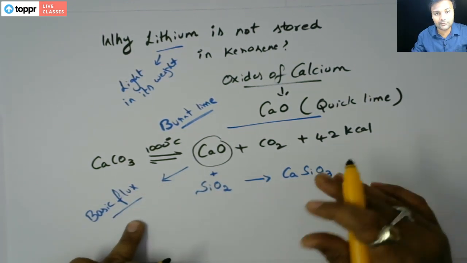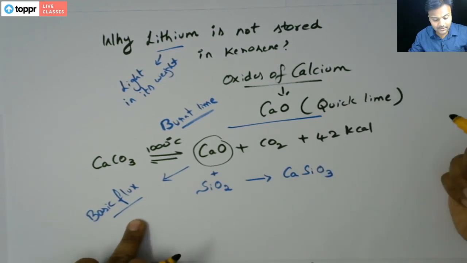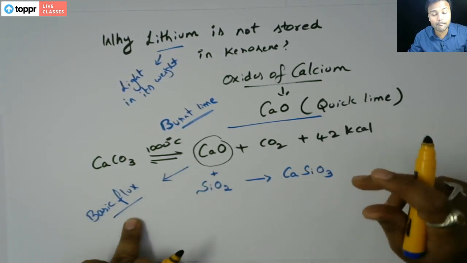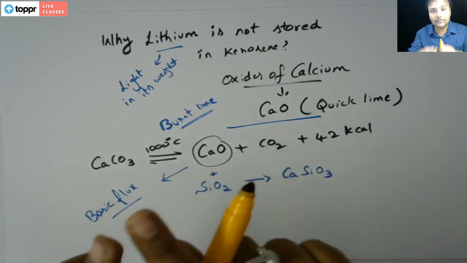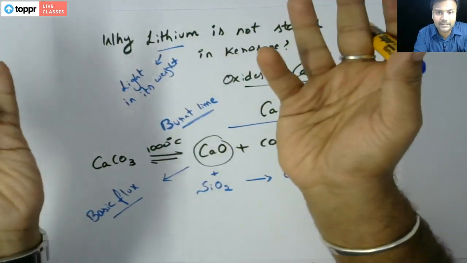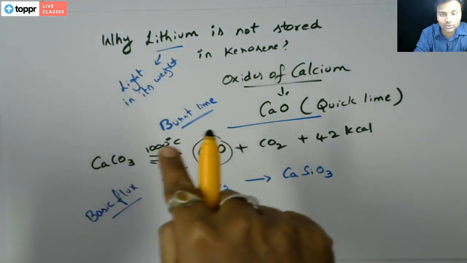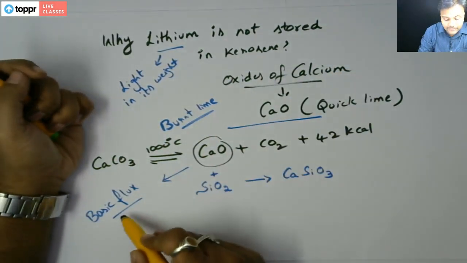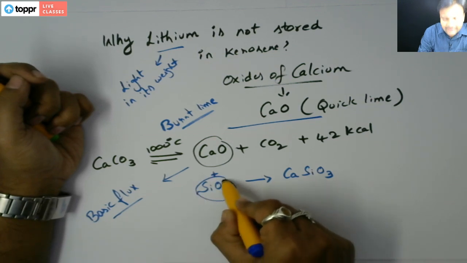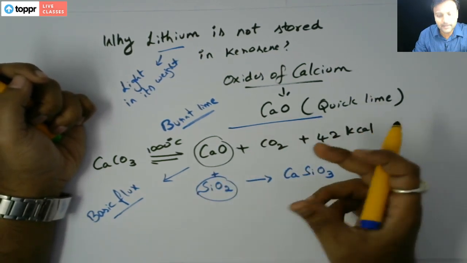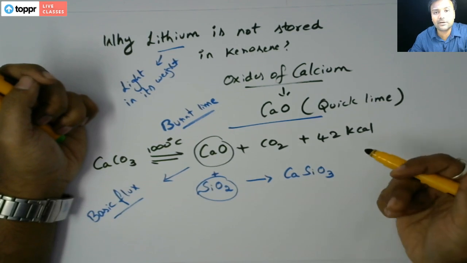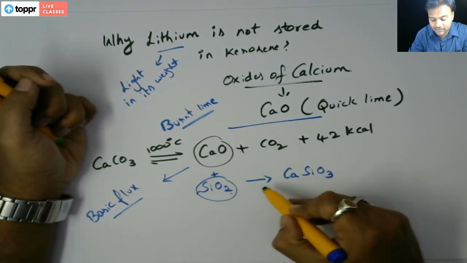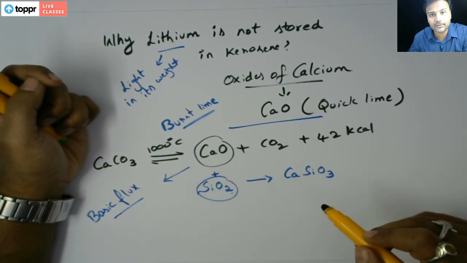Basic flux. In metallurgy, the extraction of metals, calcium oxide can be used as a basic flux. Also, calcium oxide can be used as the outer coating of metal furnaces. It is used as a basic flux so that it can remove silica, which is nothing but sand, clay. So it can remove acidic impurities like silicon dioxide, because it can react with silicon dioxide and form calcium silicates.